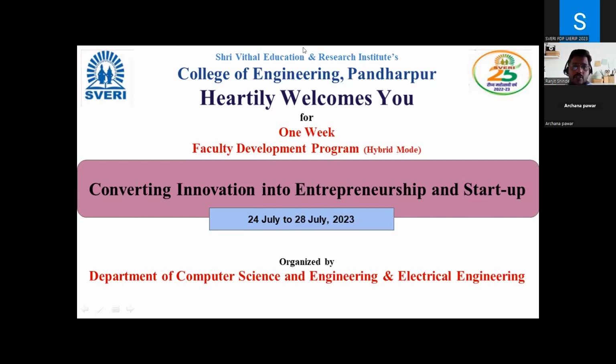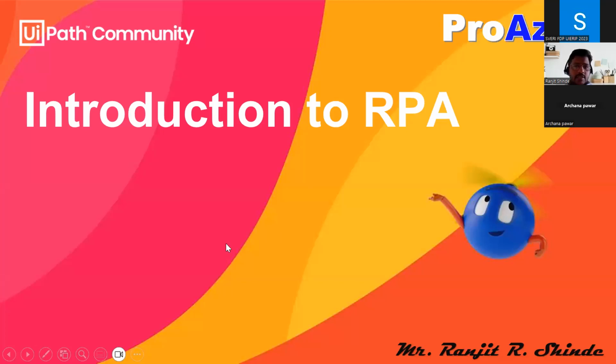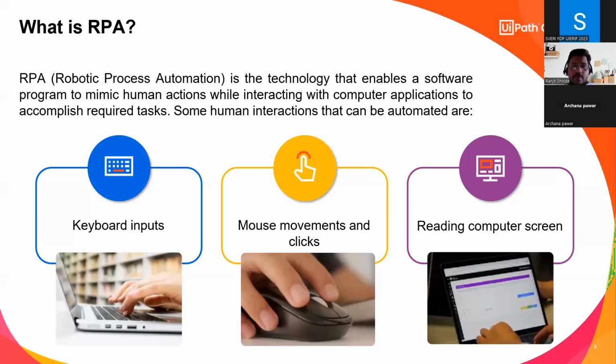I will share my screen. Please let me know if my screen is visible. I think my screen is visible. Yes. So our topic is RPA. RPA means robotic process automation. We'll see the introduction of RPA. So what is meant by RPA?